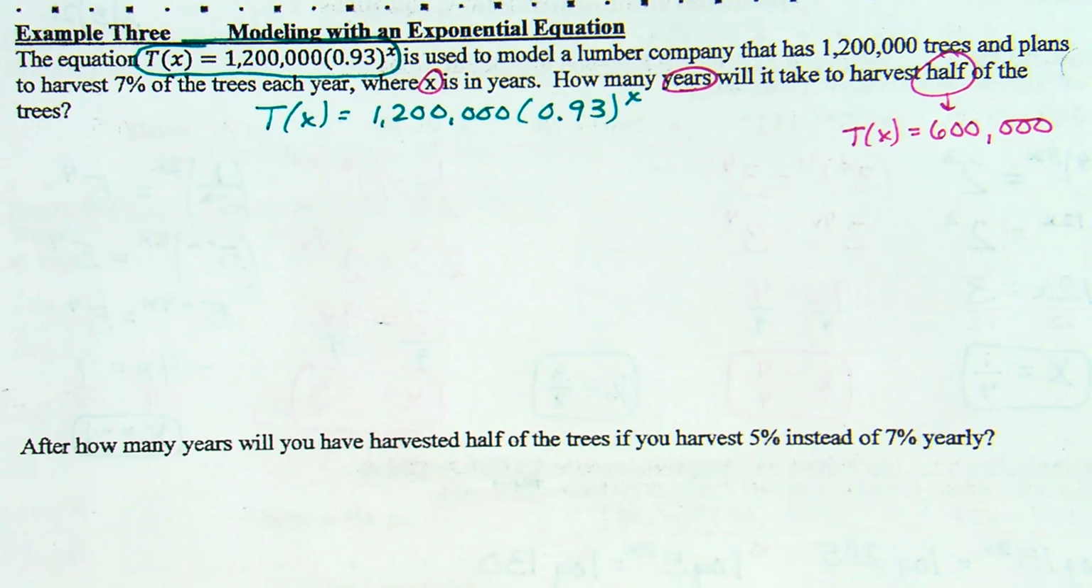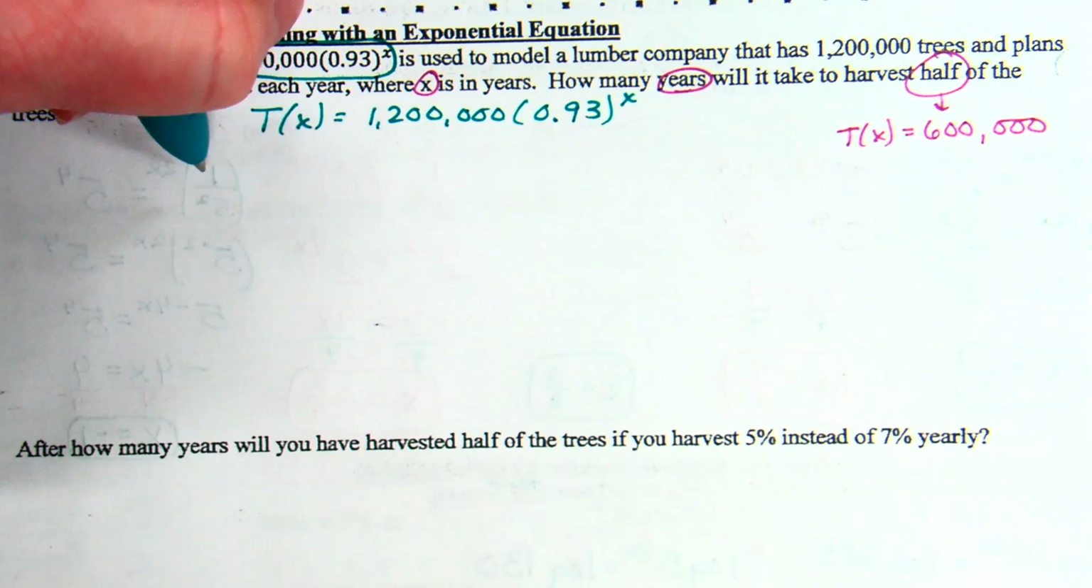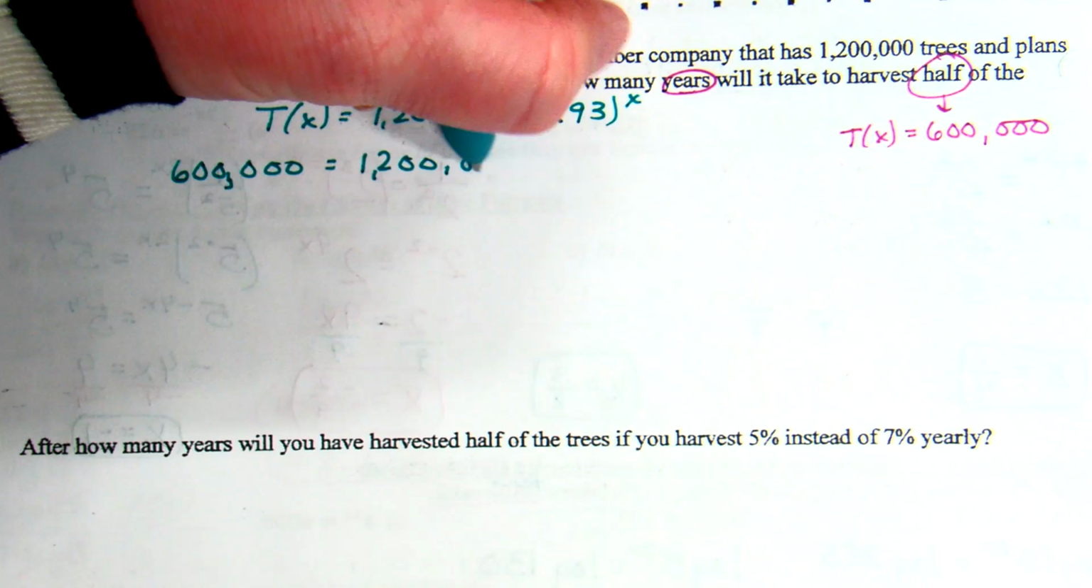So set up your equation. In place of t of x, I'm going to put 600,000 equals 1,200,000 times 0.93 to the power of x.